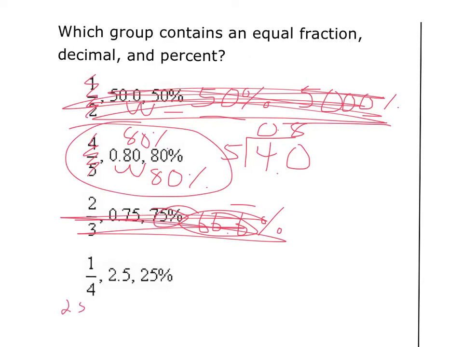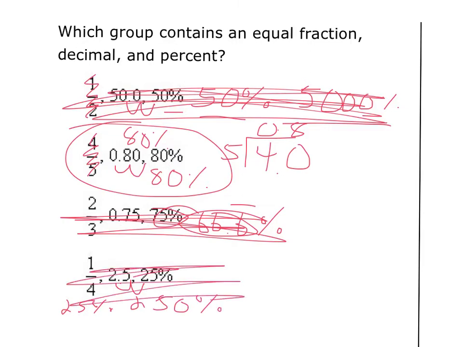1/4 is 25%. 2.5 is 250%. So that one doesn't work. So this would be our answer up here. Any questions on that one? What I would write down is change them all to percents. That is your strategy. Change them all to percents.